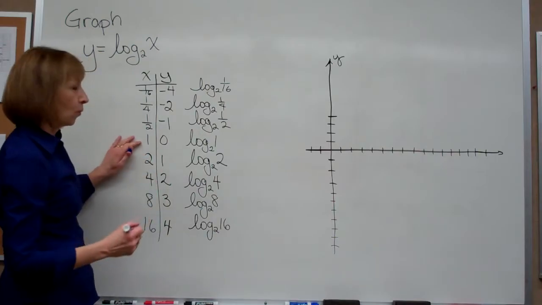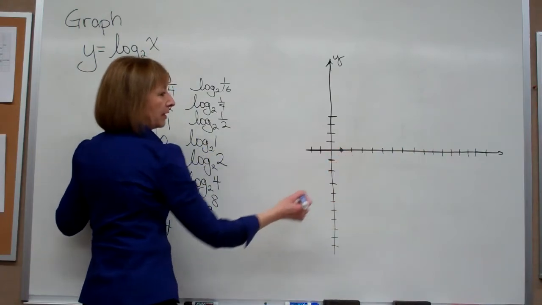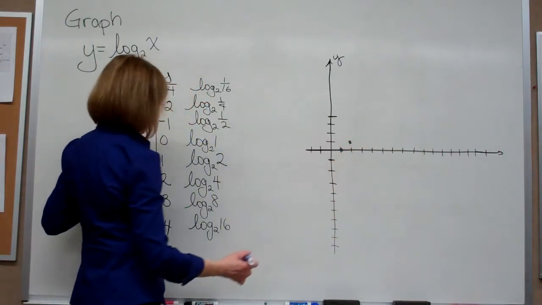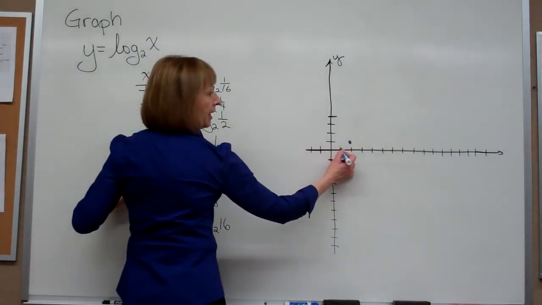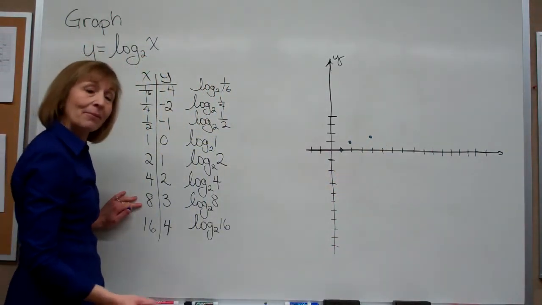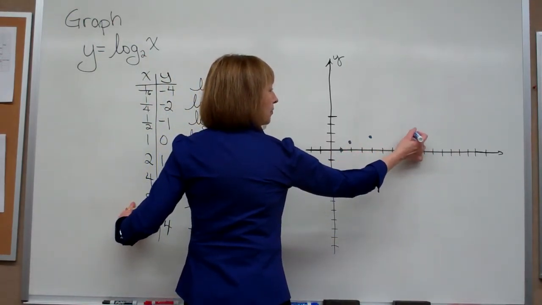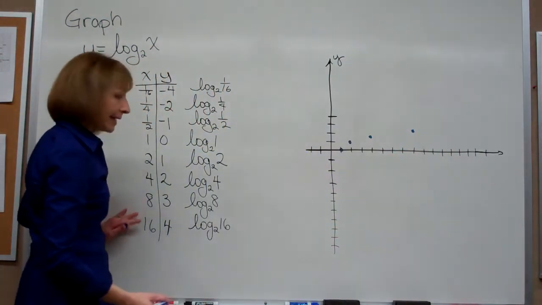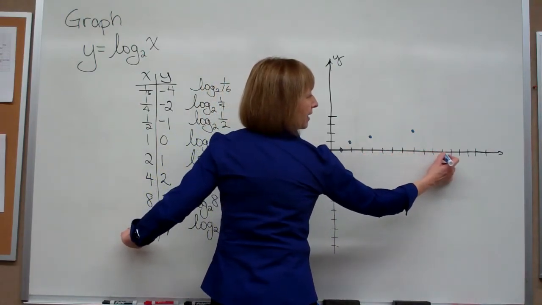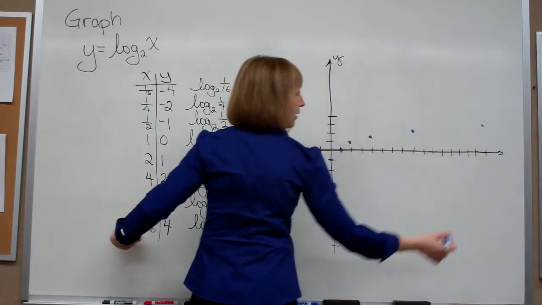So I have (1, 0), we'll start there. If I go right 1, up or down 0, there's my (1, 0). Then (2, 1): right 2, up 1. And then (4, 2): right 1, 2, 3, 4, up 2. (8, 3): right 1, 2, 3, 4, 5, 6, 7, 8, up 1, 2, 3. And (16, 4): right 1, 2, 3, 4, 5, 6, 7, 8, 9, 10, 11, 12, 13, 14, 15, 16, up 1, 2, 3, 4. There.